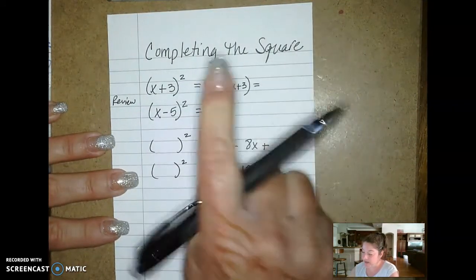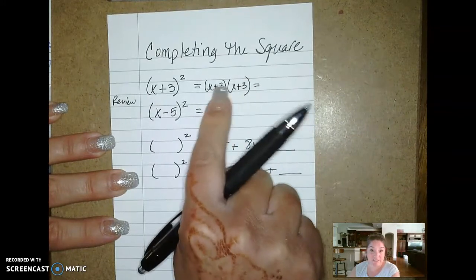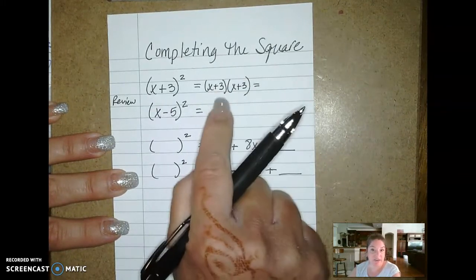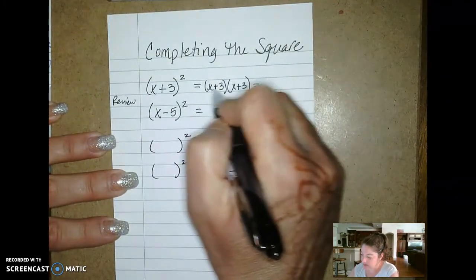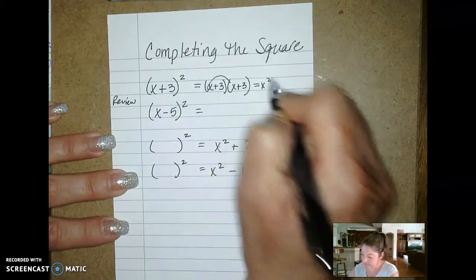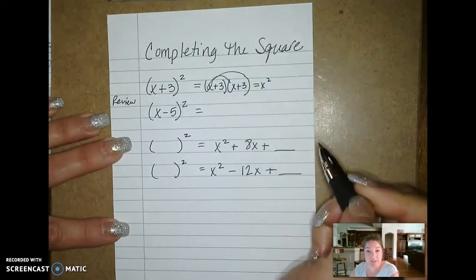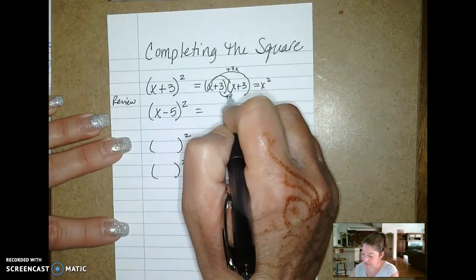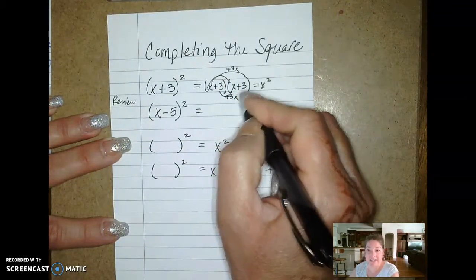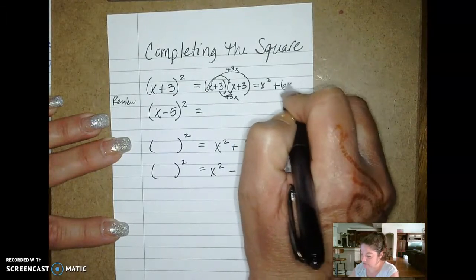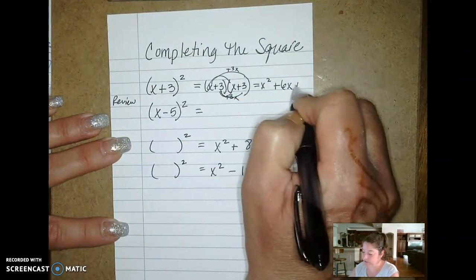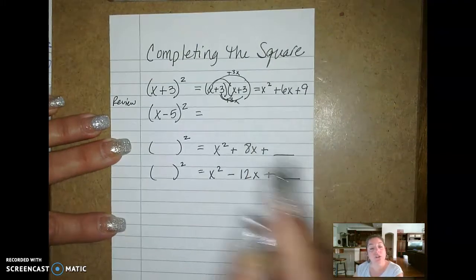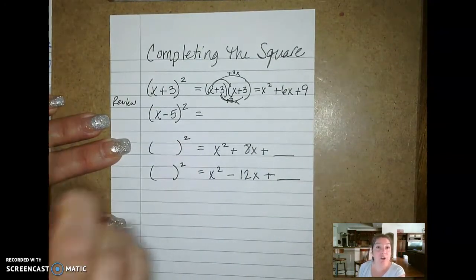But if I FOILed all of this out, if I double distributed, I'm going to end up with an x squared, plus 3x plus another 3x, and those combine to be 6x, and then 3 times 3 is 9, okay? So let's follow that same pattern and do the next one.